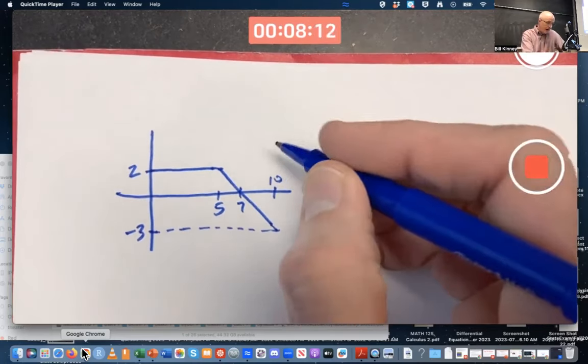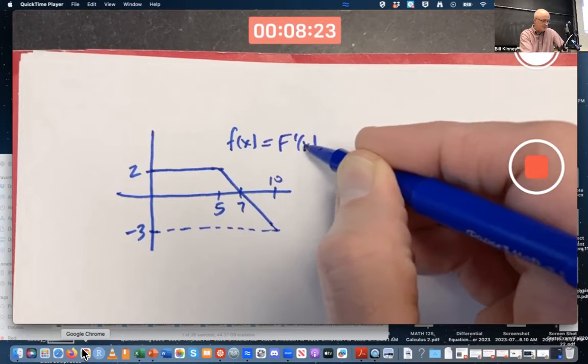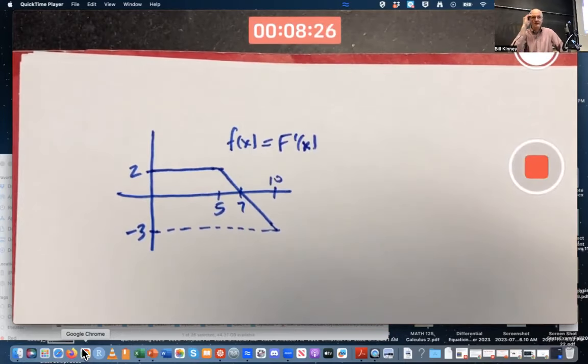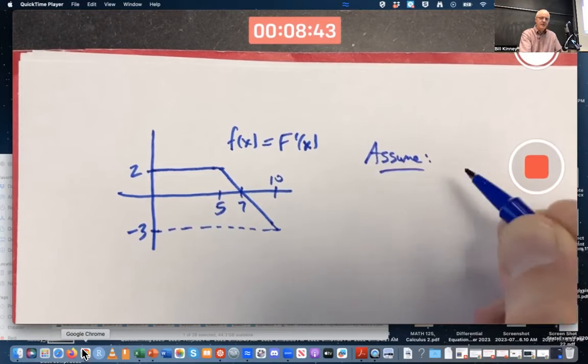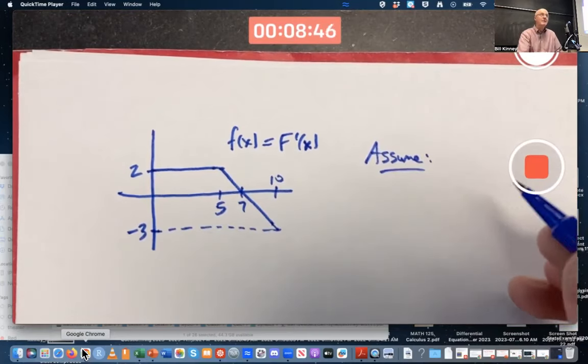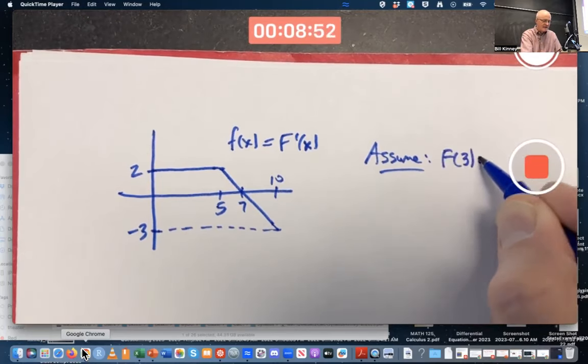So this is the graph of some function. You could call it little f of x, but I'm going to think of little f of x as being the derivative of some other function, capital F of x. So I'm graphing a derivative. And I'd like to graph the original function capital F, which is going to be an antiderivative of little f. That's the goal. We're also going to assume something else about F. It's often the case that you assume capital F of 0 is something, but I'm going to throw a little wrinkle in it. And I'm going to assume capital F of 3 is 1.